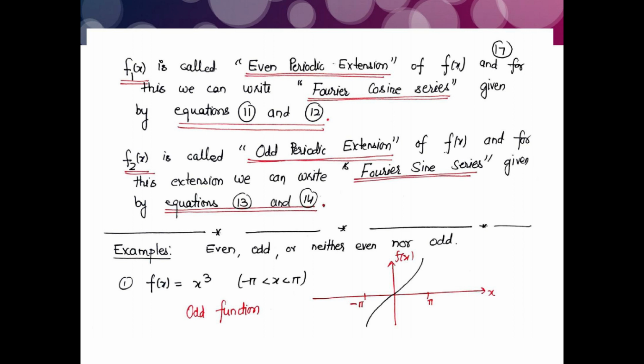Now there are some exercises on how to check whether a given function is even, odd, or neither even nor odd. For example, f(x) is x cube, which is defined from minus pi to pi. We just have to draw the graph. I have drawn it on the right hand side. Then clearly this is an odd function.